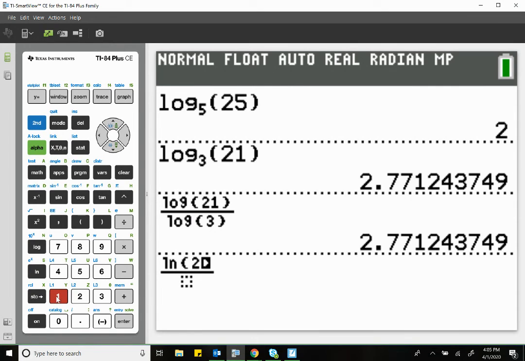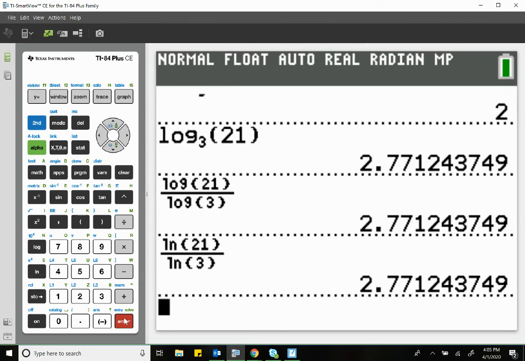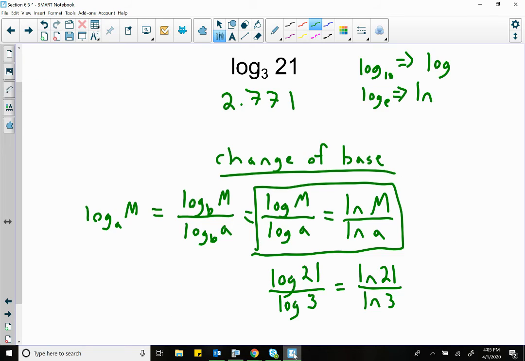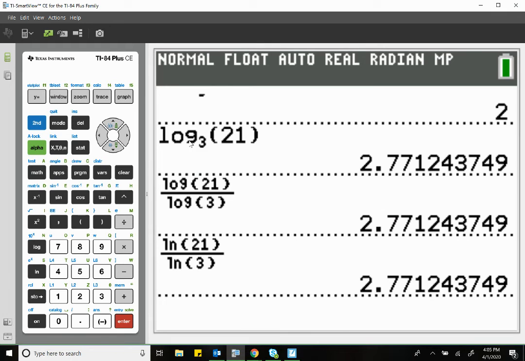Or if I did alpha y equals ln of 21 over ln of 3. Same answer. Okay? So if your directions say run a change of base, well, you can run this formula, or we could actually just put this in our calculator because our calculator runs that change of base formula when we put this in. This is us telling our calculator, do change of base. Okay? It all gives you the same answer.